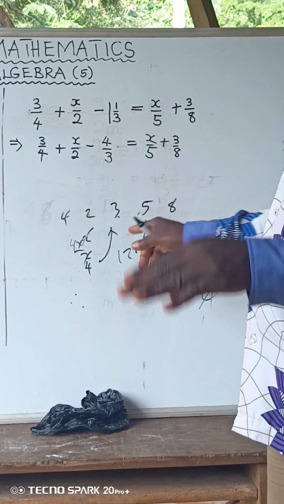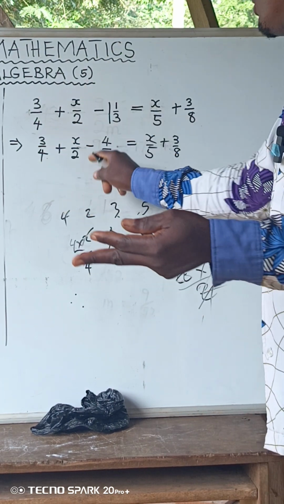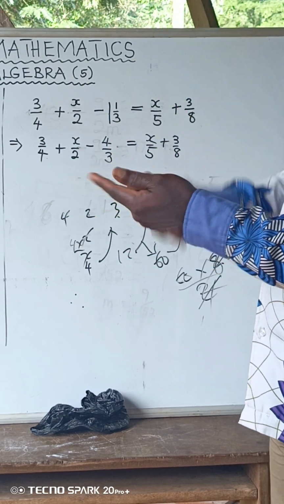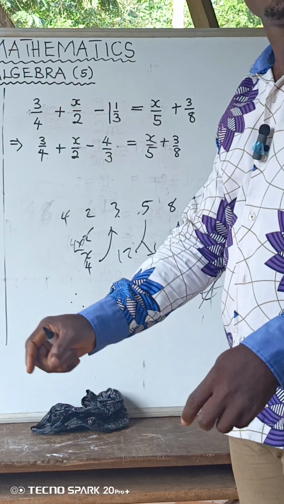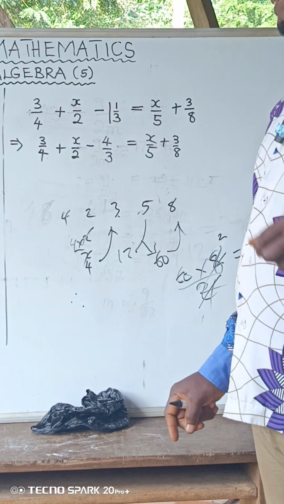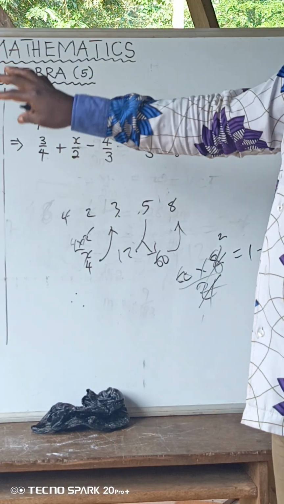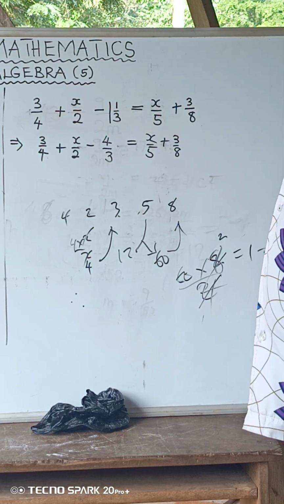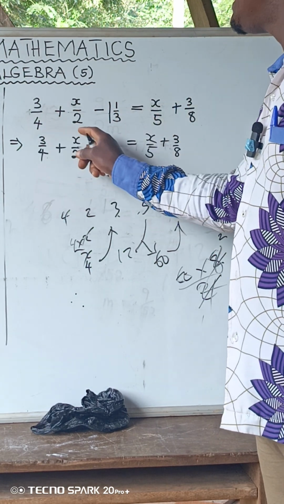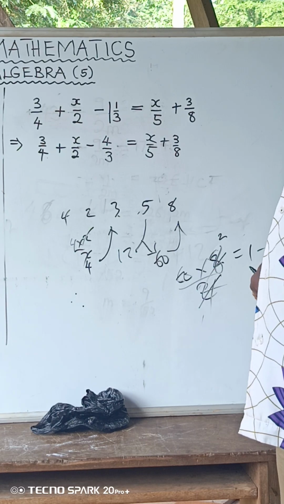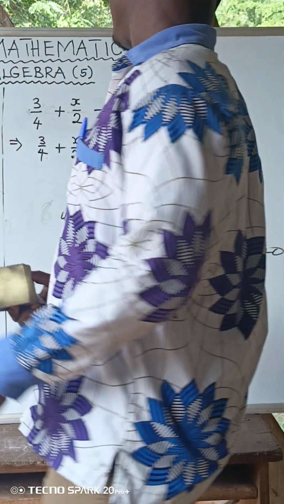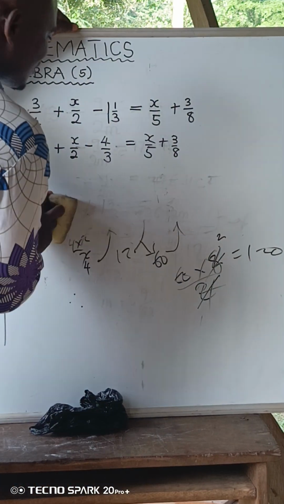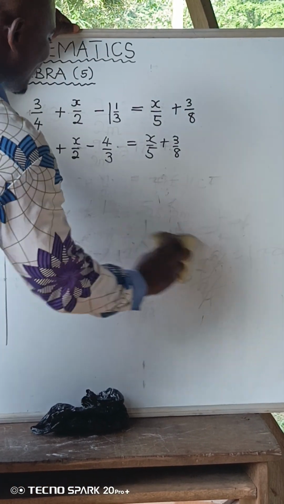So the LCM of all these numbers is 120. 120 is the smallest number where 4 can divide without remainder, 2 can divide without remainder, 3 can divide without remainder, 5 can divide without remainder, and 8 can also divide without remainder. If you get that number, to make your work easy, multiply every single term by that LCM. What will happen? Let's see. Now we know the LCM is actually 120.